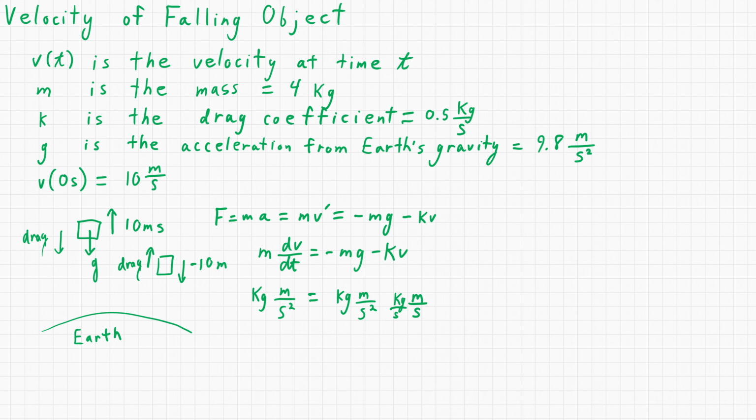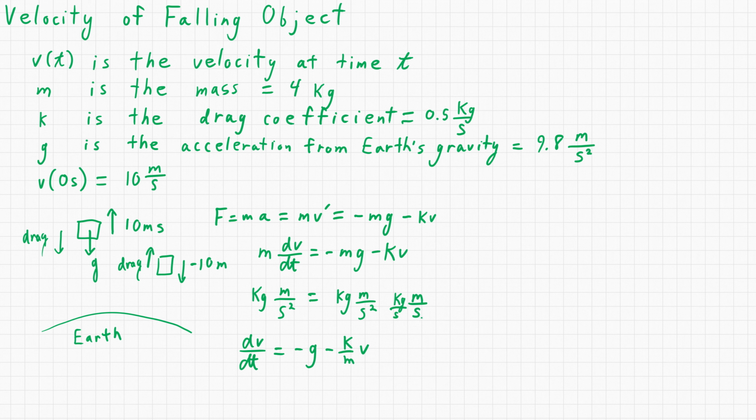All right, so now let's go ahead and plug these in. I'm actually going to simplify this a little bit if I can. I have the m everywhere. I want to get the dv/dt by itself, so I'm going to divide everywhere by m, so I end up with dv/dt equals negative g minus (k over m)v.